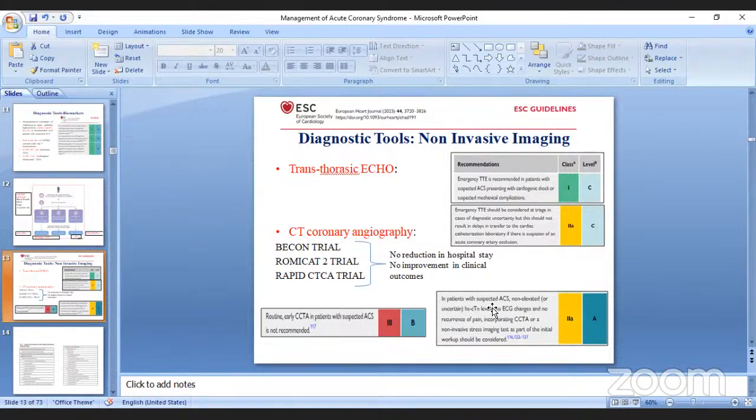But in patients with suspected ACS who don't have elevated troponin levels, don't have any ECG changes, and there is no recurrence of pain, then incorporating CCTA or a non-invasive stress imaging as a part of the initial workup should be considered.